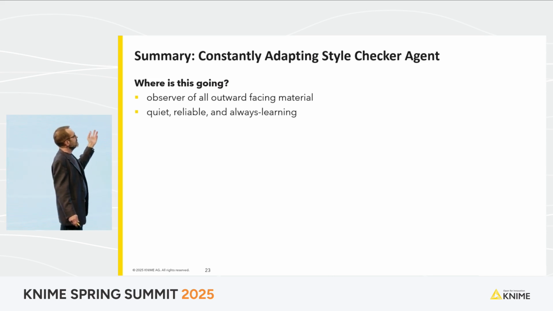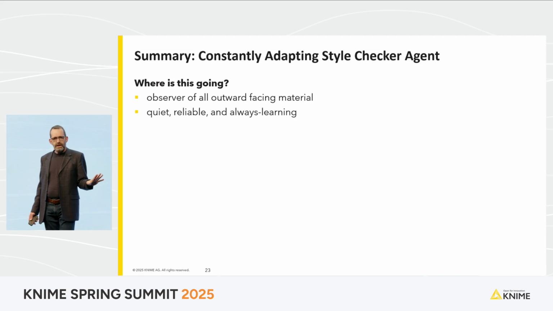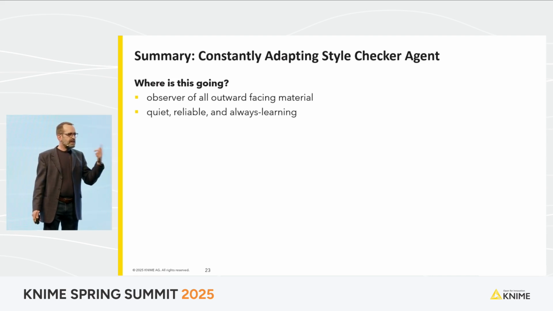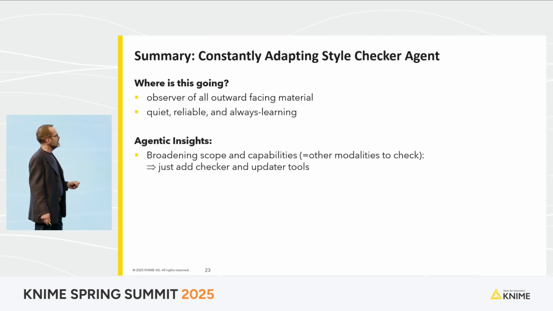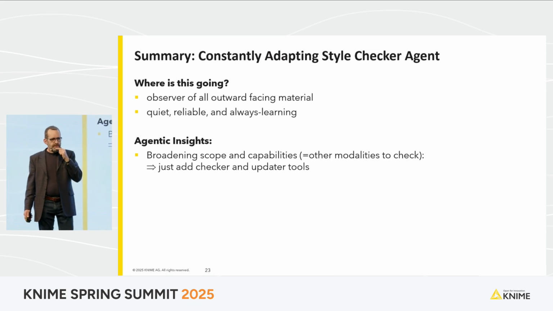It's an observer of all outward-facing material. It's quiet, it's reliably working in the backend, and it's always learning. Right? It's constantly updating from the feedback that it gets from its users. The agentic insight here is it's very easy to broaden the scope and the capabilities.